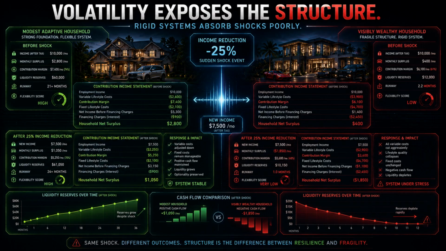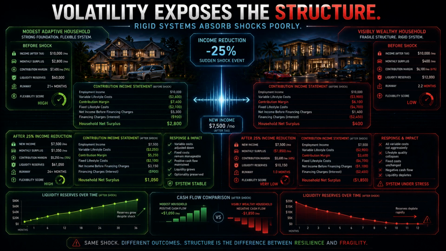Now let's introduce uncertainty into both systems. Assume income declines by 25%. This could occur because of reduced hours, recession, cyclical industry weakness, job loss, or economic slowdown. Now the structure begins reacting. Household A immediately cuts discretionary spending, variable entertainment, and non-essential purchases. Because fixed obligations are manageable, the household still maintains positive cash flow, recurring surplus, and liquidity stability.